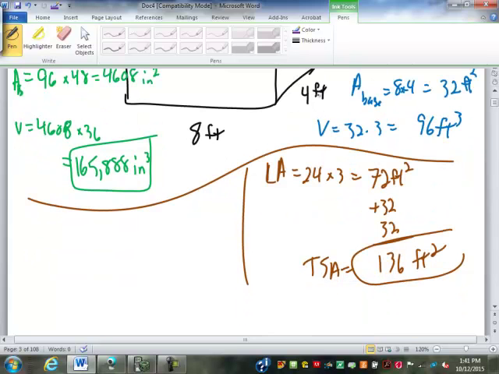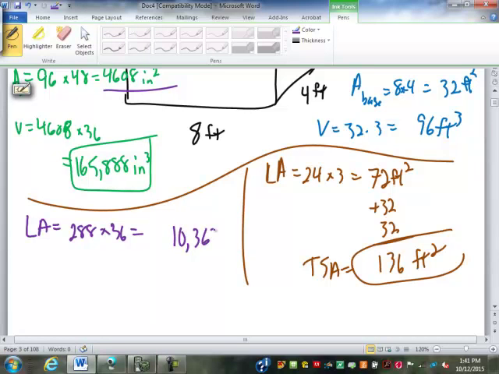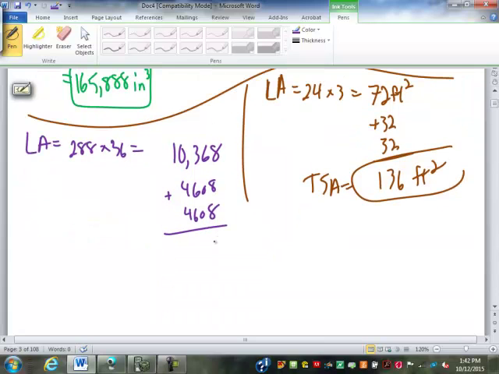For inches, we have the area of the base already of 4608. So we're going to do the perimeter of the base for the lateral area. Perimeter of the base is 96 by 48, which is 144, 288 times 36. 10,368. Then we're going to add the 4608 to that twice. 19,584, you said? That sounds right to me. Inches squared.